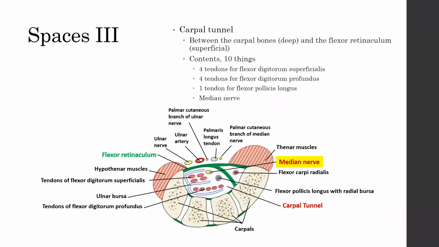Okay, last important space is the carpal tunnel. You guys will have definitely learnt this. There are 10 structures passing through the carpal tunnel. They ask you this every week in tutorials as well. It's a really small space, which is why you can compress the median nerve and get carpal tunnel syndrome, which we'll talk about later. But the 10 things are the 4 tendons of flexor digitorum superficialis, the 4 tendons of flexor digitorum profundus, the 1 tendon of flexor pollicis longus, and the median nerve.